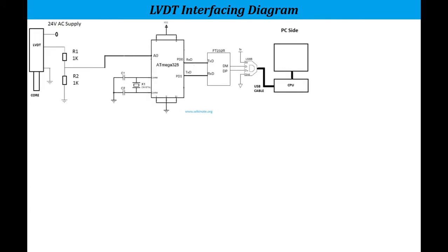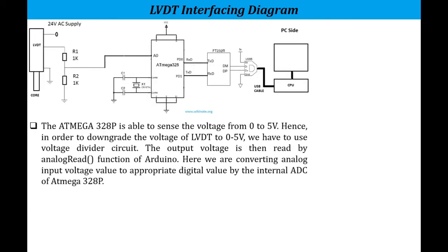Now, we know that our Arduino operates on 0 to 5 volt, while the output of the LVDT is 0 to 10 volt. So first we have to reduce that voltage. Therefore, we have to use a voltage divider circuit. It will reduce the voltage to the required value, that is 5 volt. The output voltage is then read by the analogRead function, and we convert the analog input voltage value to an appropriate digital value by the internal ADC of the ATmega 328P.